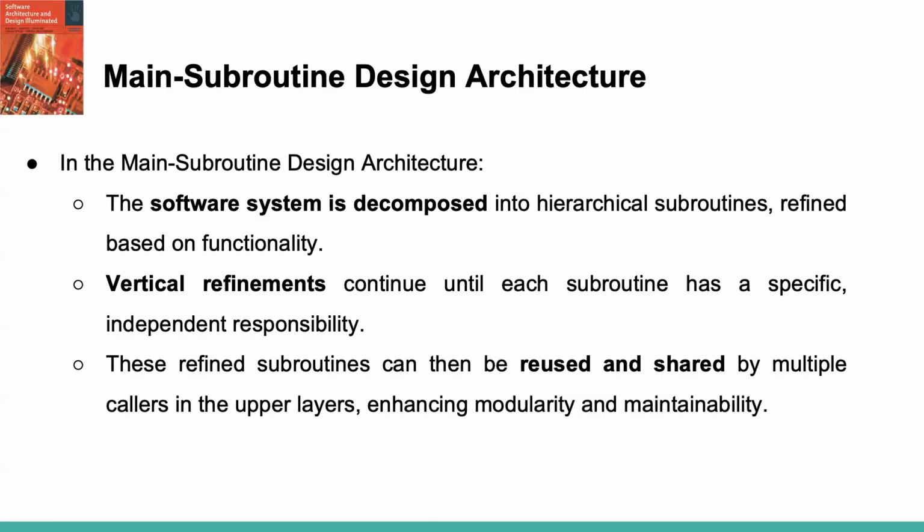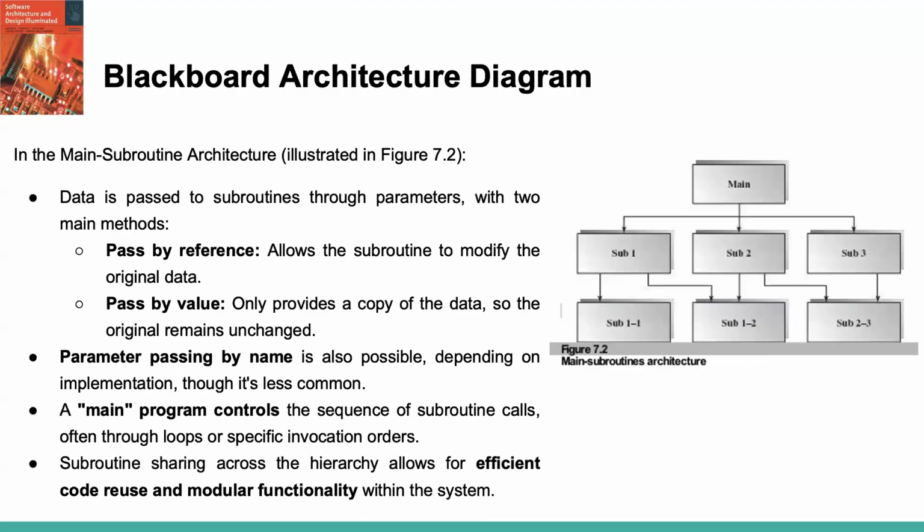In the upcoming slides, we'll look at practical examples where this architecture style benefits software development, particularly in systems with repetitive or shared functions. As shown in Figure 702, the main subroutine architecture organizes the software system with a main program at the top, which controls the sequence of subroutine calls. This structure is designed to support modularity and efficient code reuse.